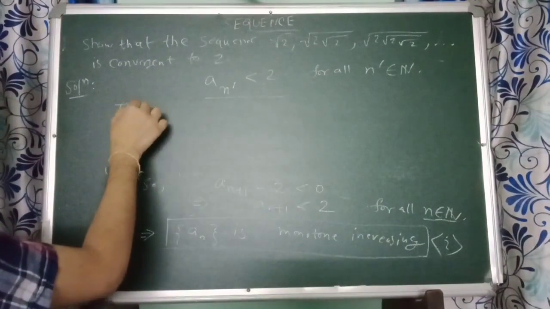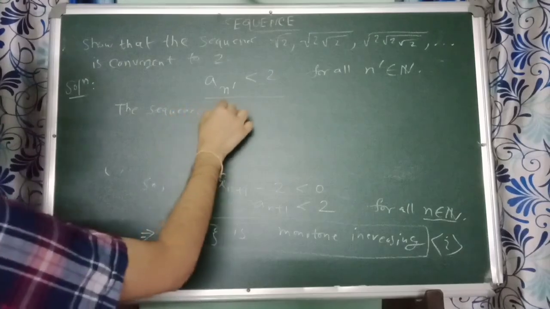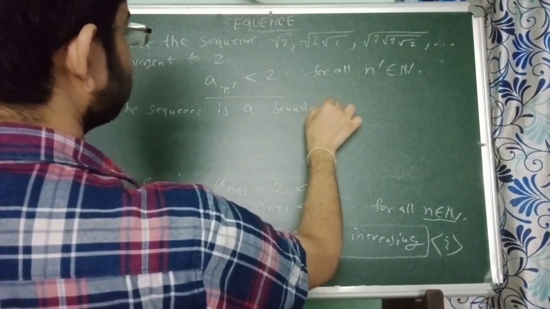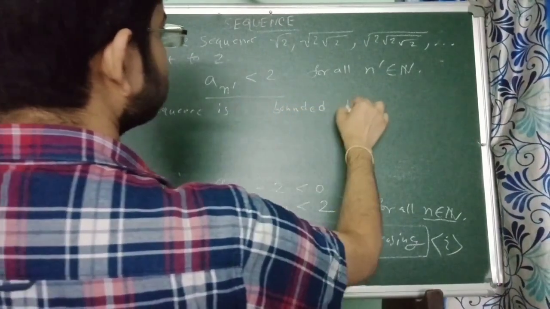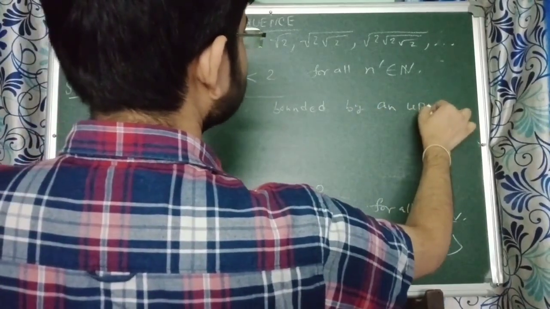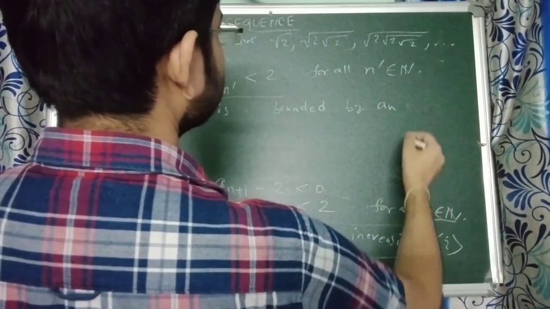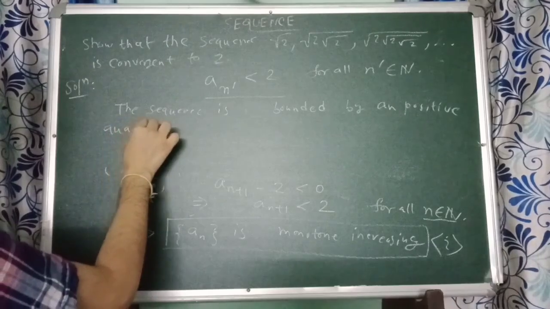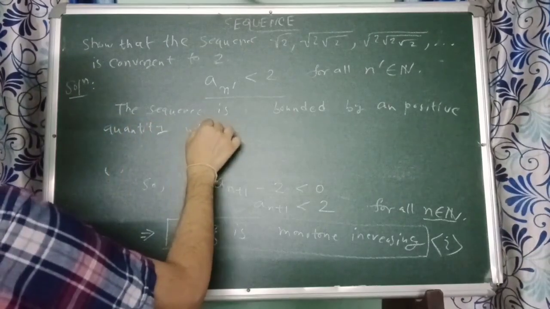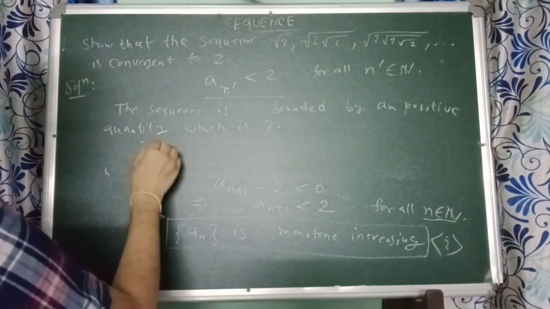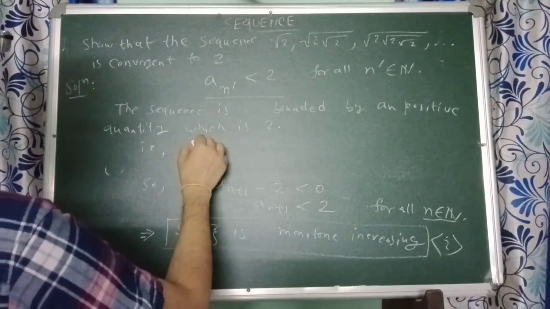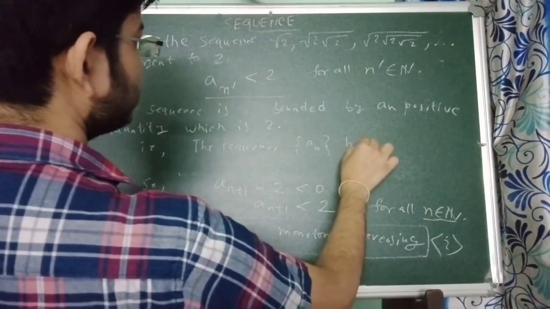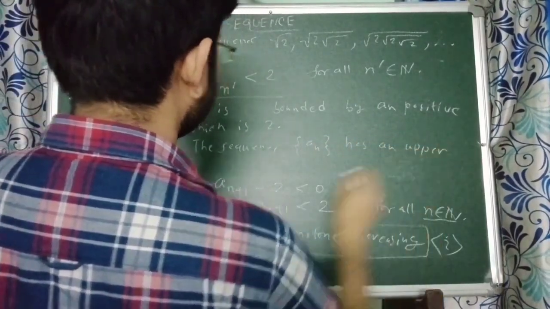This shows that the sequence is bounded by a positive quantity, which is 2, or we can say that the sequence a_n has an upper bound.